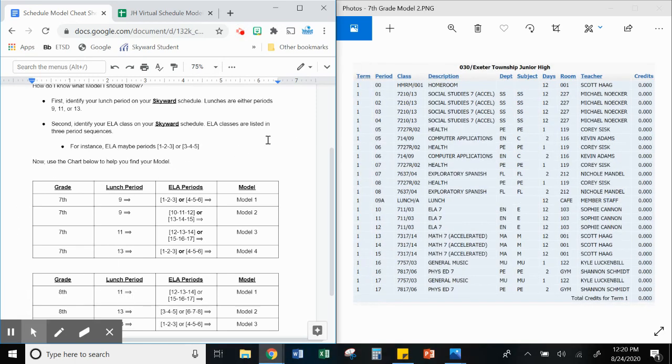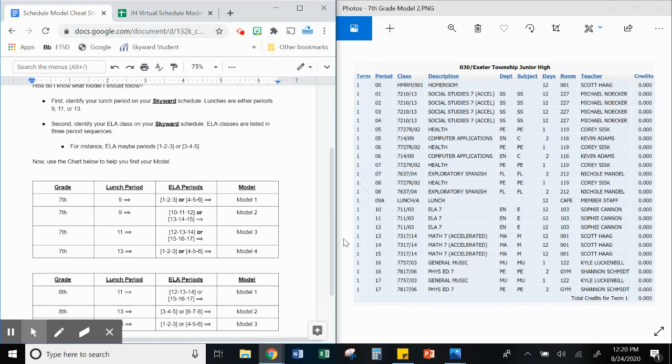Okay, so 7th grade Model 2 student, we are once again, first of all, looking for lunch. Lunch can be found here, period 9. We are now looking for ELA. So our ELA is found here, periods 10, 11, and 12.